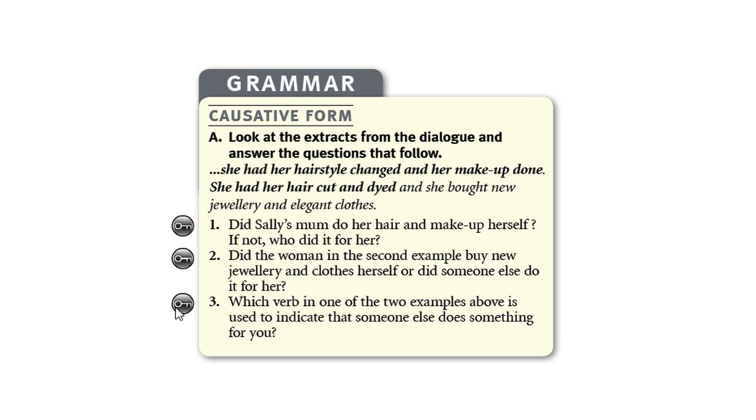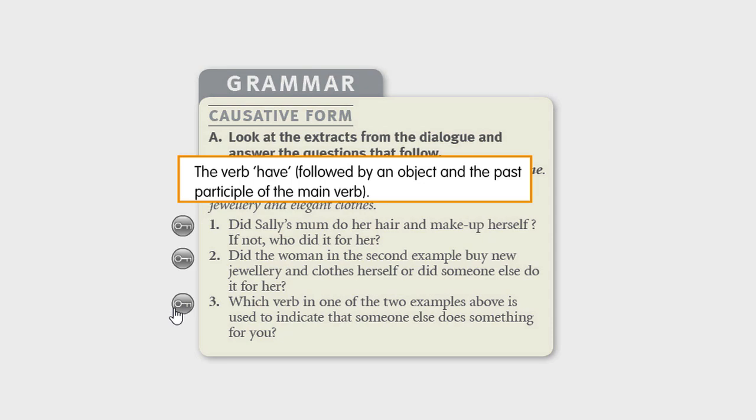ما الفعل الذي يبين أن هنالك من قام بالفعل عنك أو العمل عنك؟ The verb have followed by an object and the past participle of the main verb. وهو الفعل have مضافا له المفعول به والتصريف الثالث من الفعل الرئيسي.